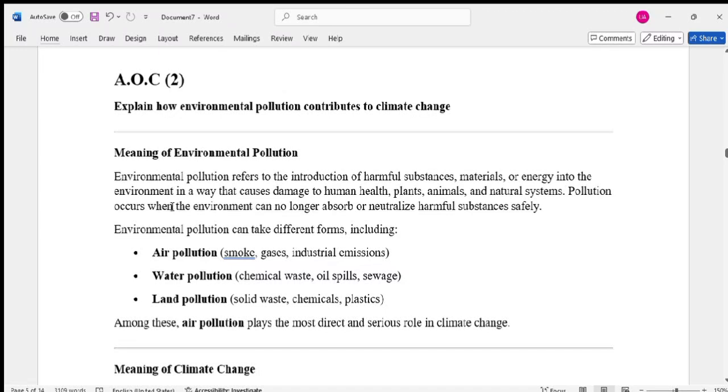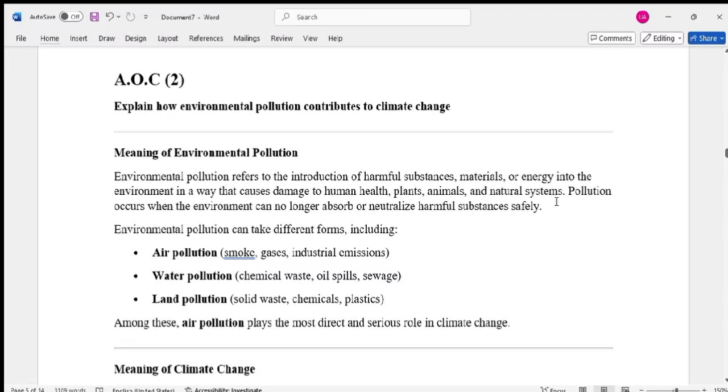So environmental pollution refers to the introduction of harmful substances, something that is harmful, something that is dangerous, material or energy, into the environment in a way that causes damage to human health. It damages human health, plants, animals, and natural systems. Do you understand? So anything that you introduce that causes harm to humans, plants, animals, and natural systems is pollution.